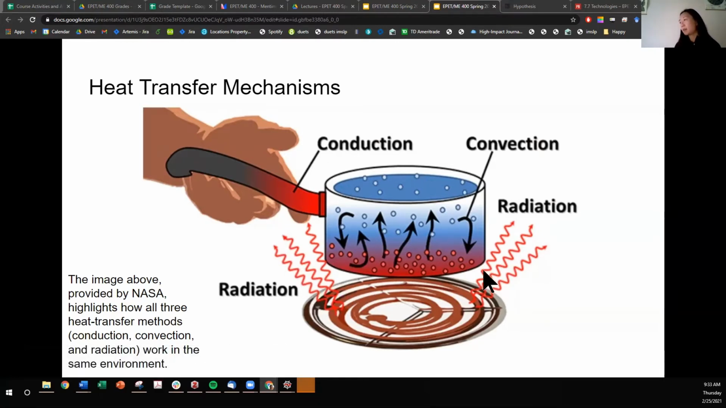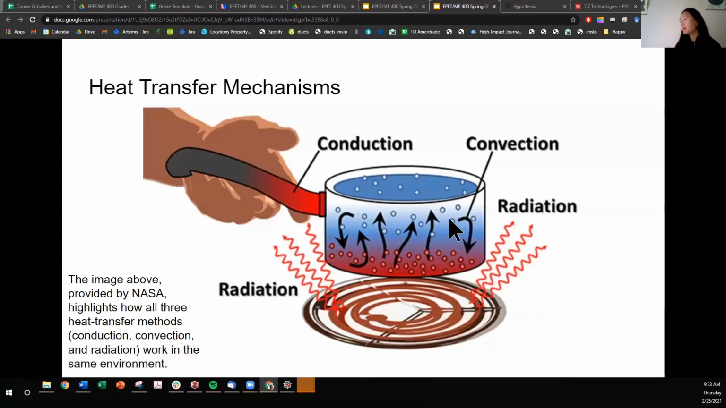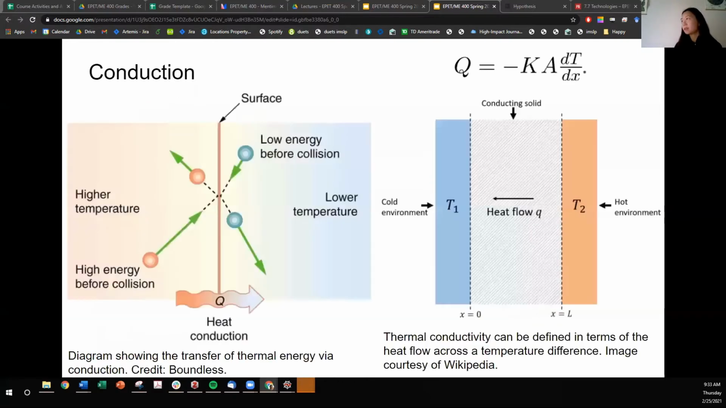If you have a boiling pot of water, you put the pan on the stove to conduct heat through the bottom, and then the water will circulate with convective forces. You can also feel conduction on the handle when you're touching the pot handle. So let's dig into a little bit more of each of them. So conduction.